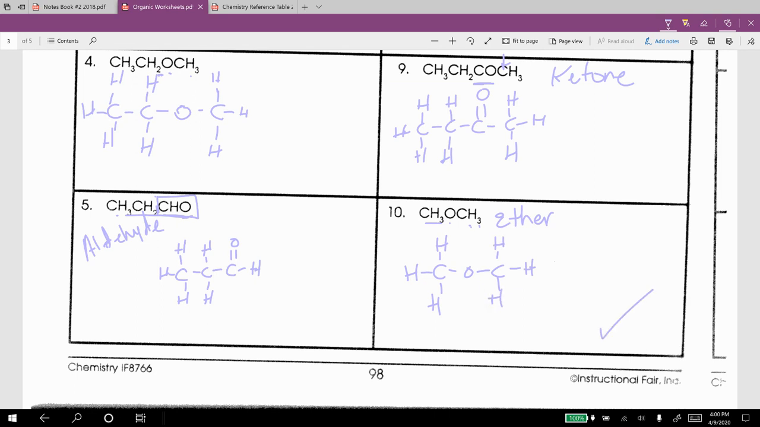Okay, we did it. We got through another page. And in our next video, we will work on naming our organic functional group structures. Until then.